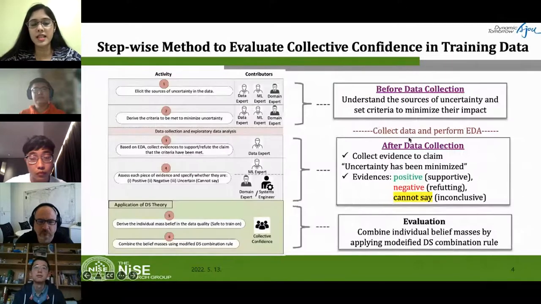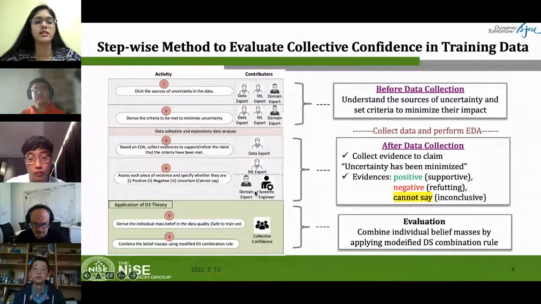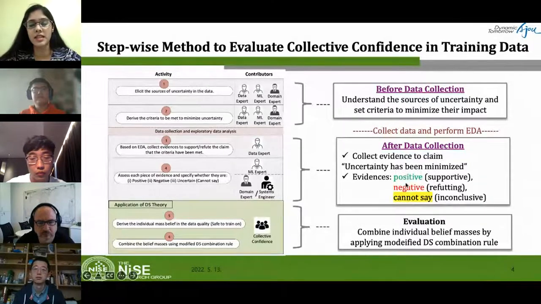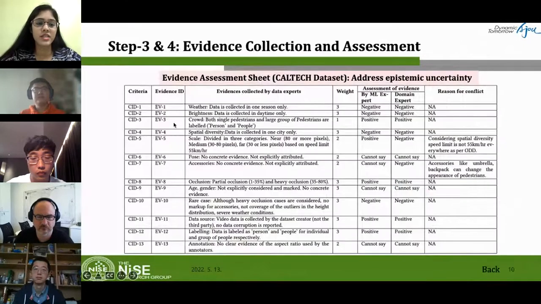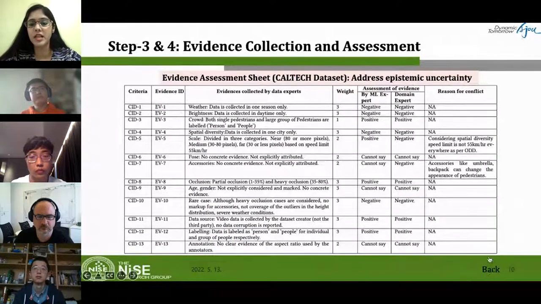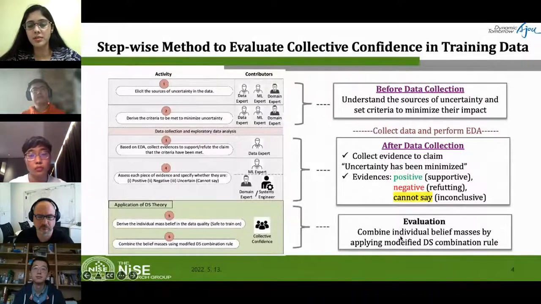Second, once the data is collected, the data expert is expected to perform the early exploratory data analysis and collect evidence to support the claim that uncertainty has been minimized. And the component level expert and domain expert should evaluate each piece of evidence individually and categorize them as positive, negative, or inconclusive. So for each criterion, there will be evidence and the experts will categorize them as positive or negative. And finally, we use Dempster-Shafer theory to combine individual belief masses and get the collective confidence.